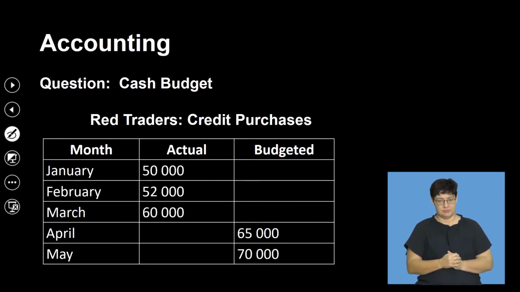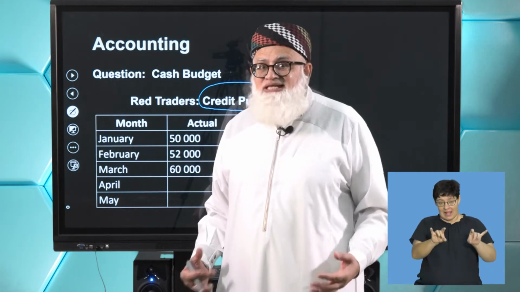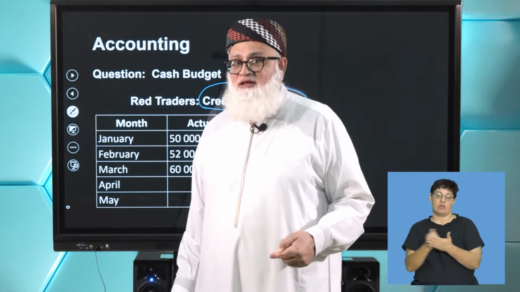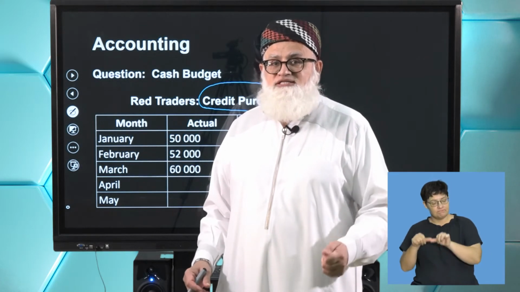So, if this is the question that we have, again, let's ascertain what information we have. We are told that we have Red Traders and they are giving us the credit purchases. In other words, they've already given you the credit purchases figure, but don't expect that to happen in the exams. Why? Because generally, in the exams, you're not given the credit purchases as a straightforward figure. You are, in most cases, expected to calculate the credit purchases. And once you've calculated the credit purchases, you can then go on and do the creditors payment schedule.